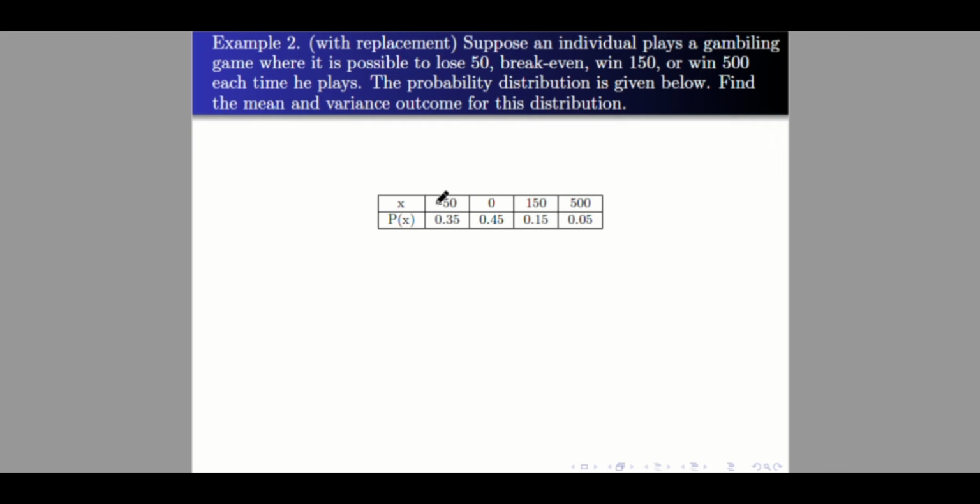So we have lose 50, so that is negative 50. Break even, of course, that is 0. Win 150 and win 500. Break even means you did not lose and you did not win. That is why it's 0. So the probabilities of x are now given. The table for this one is already given.